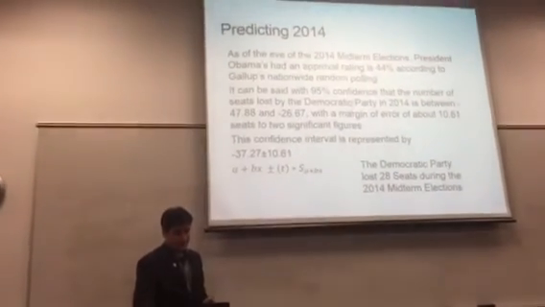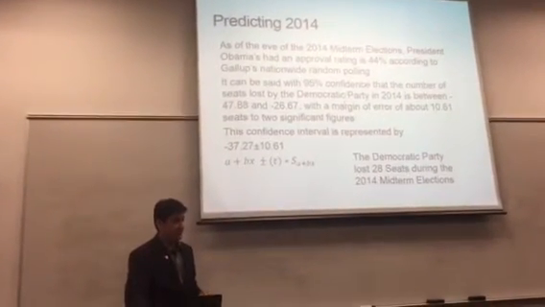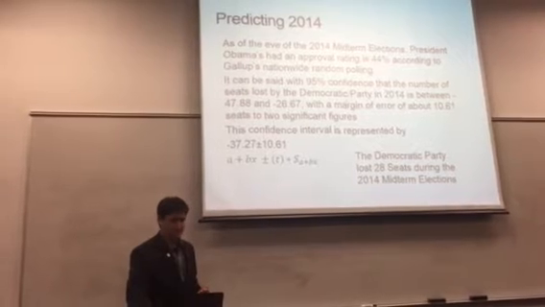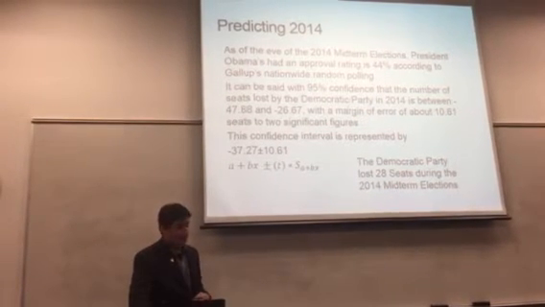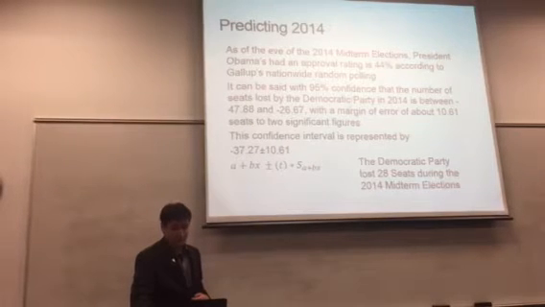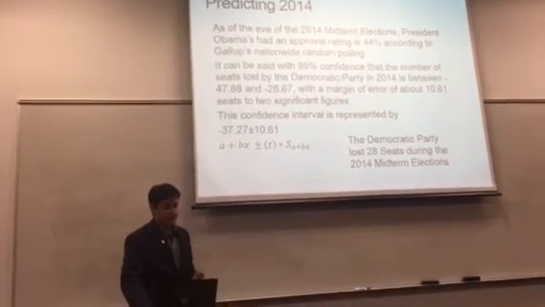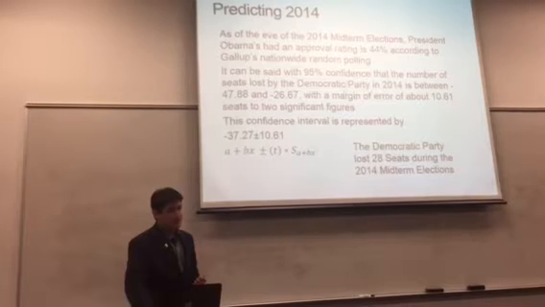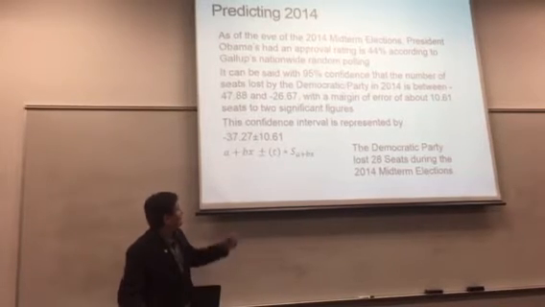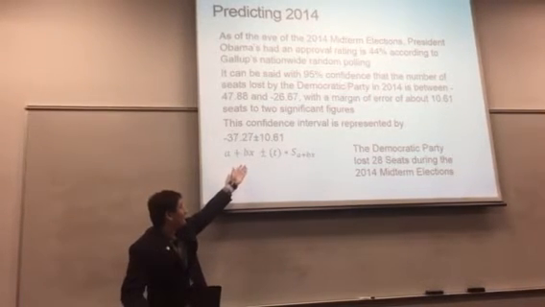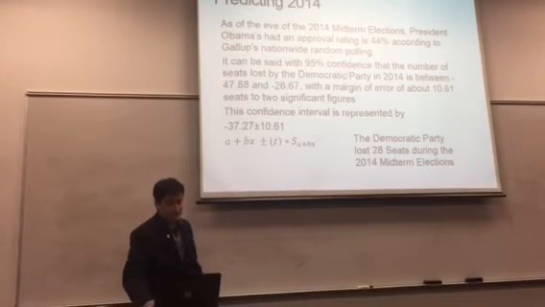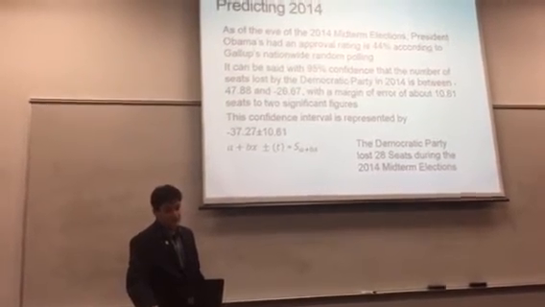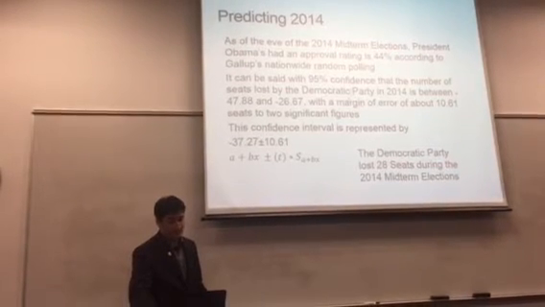So for predicting the midterm elections on the eve of the 2014 elections, I believe it was November 3rd, 4th, in any case, President Obama had an approval rating of 44%, according to Gallup's nationwide random polling. So constructing a confidence interval, just using the formula with x being 44 plus t times the standard error of the line, he's going to lose 37 seats with an error of 10.